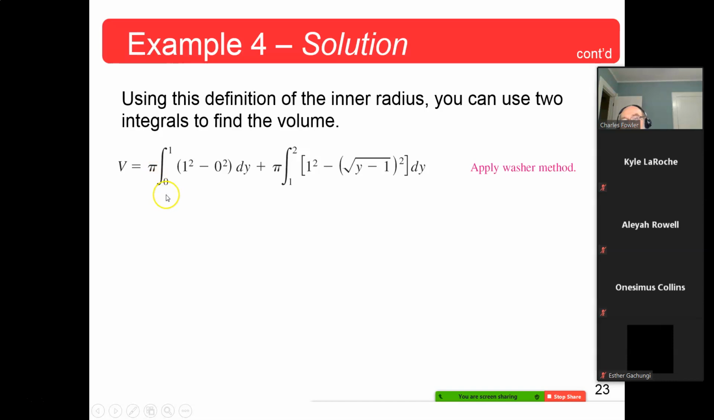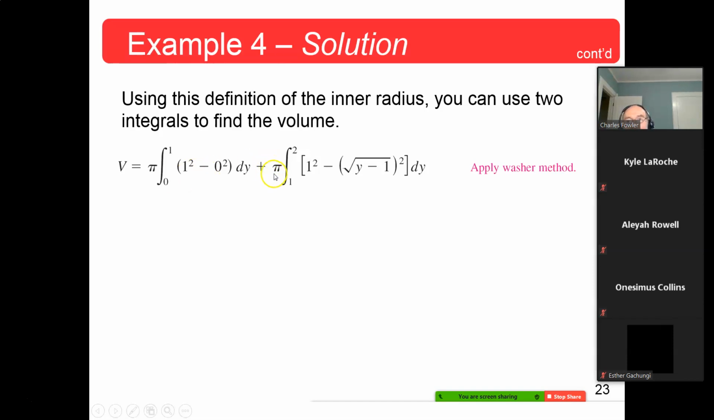Pi times the integral from 0 to 1 of, and that's just 1 squared minus 0 squared. It's just 1. Integrate that, you get y. The y value from 0 to 1 is 1. Multiply that by pi, you get pi. So that was easy.